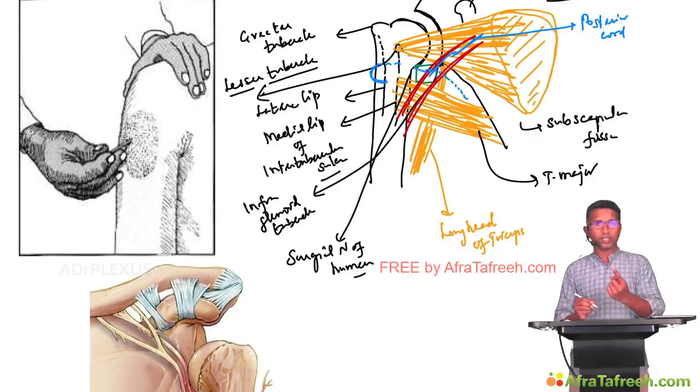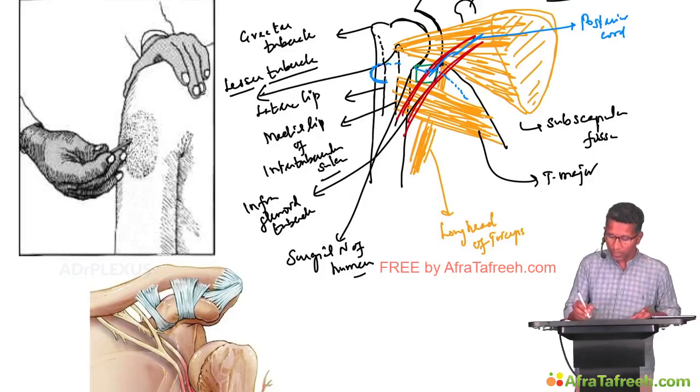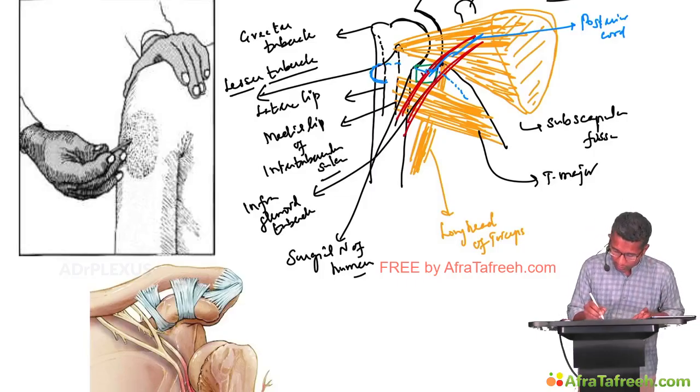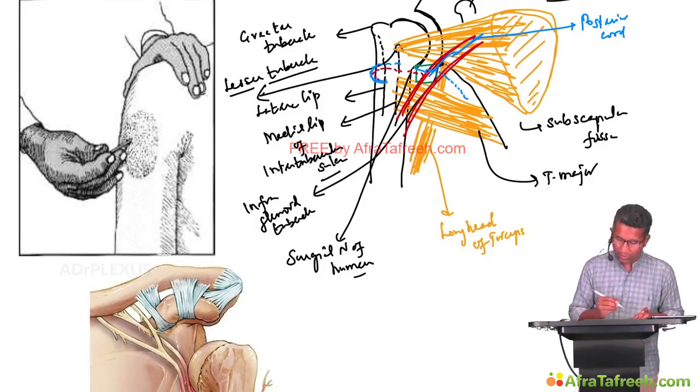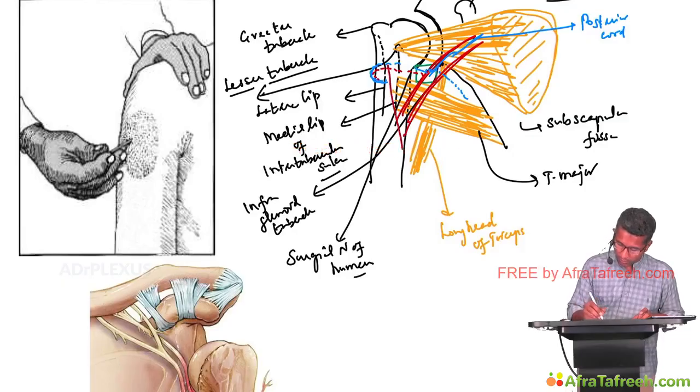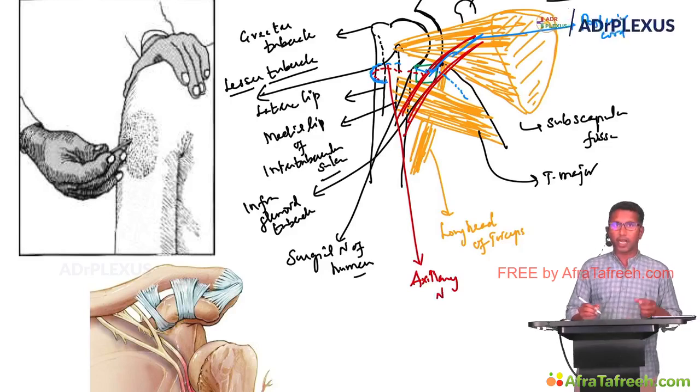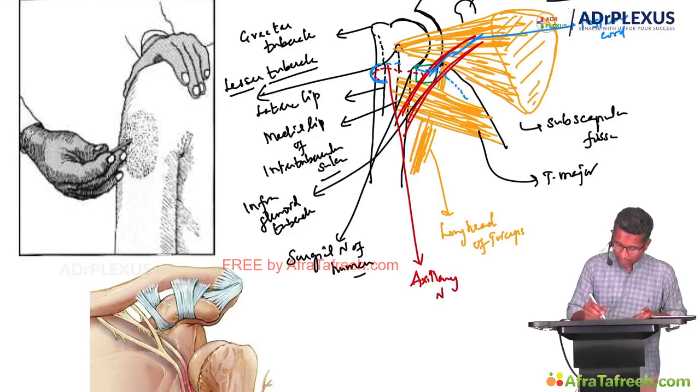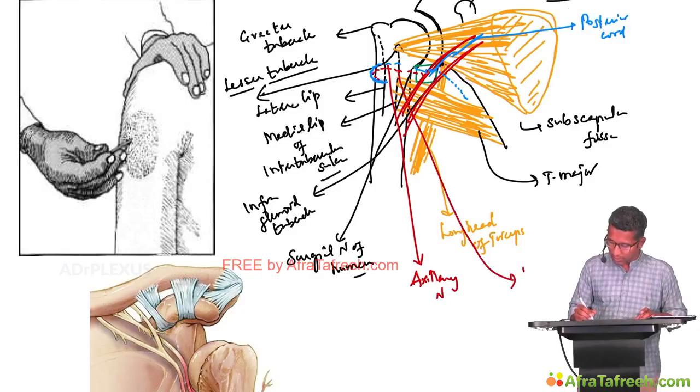Now when the anterior division is winding around the surgical neck of humerus, it is accompanied by an artery from the third part of the axillary artery. This artery is called the posterior circumflex humeral vessels. If somebody asks you what is the nerve running through the quadrangular space, you will tell that it is the axillary nerve, and the artery accompanying the axillary nerve is the posterior circumflex humeral artery.